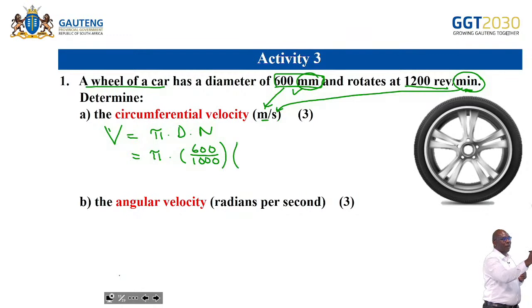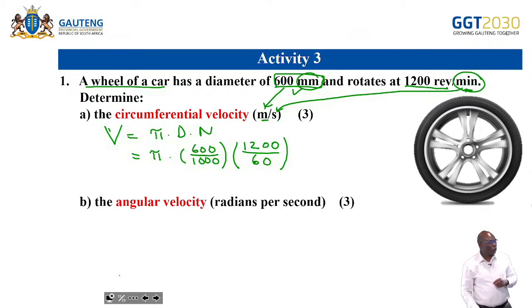Now I'm going to multiply by the number of revolutions, that is rotating at 1,200 revs per minute. Now how am I going to do that? I know that if I want to change my minutes to seconds, I'm going to divide this by 60. Okay, so now my answer there, I can see that those 2 zeros will cancel out.